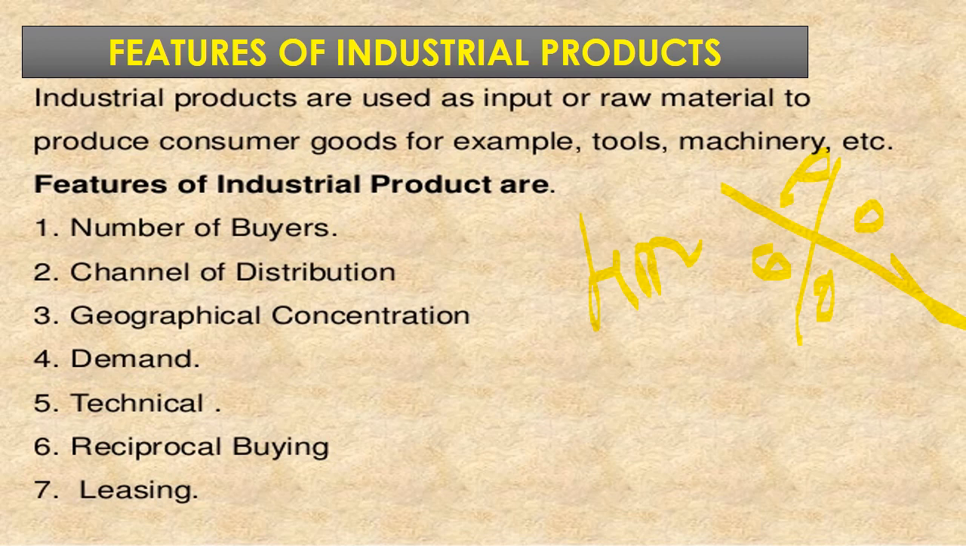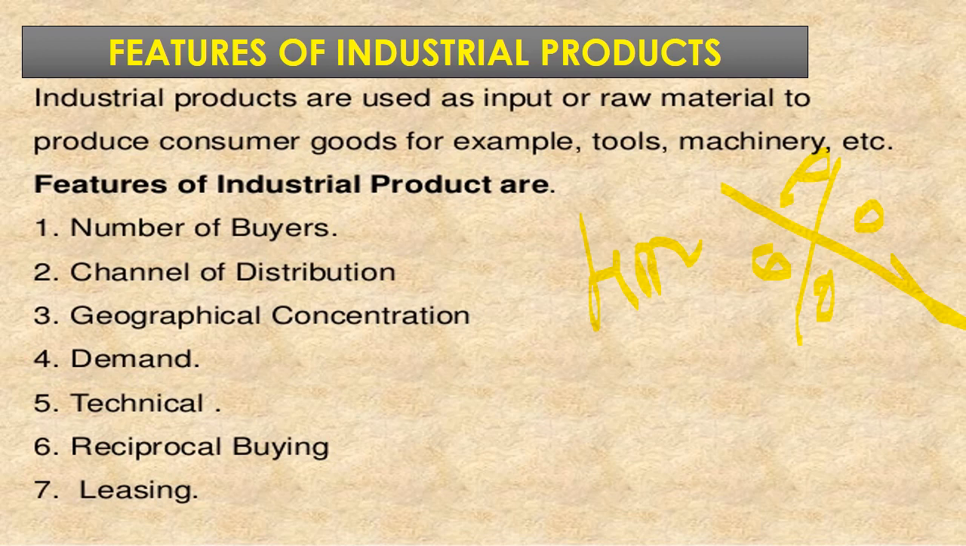Now, what is the meaning of number of buyers? When you compare industrial products and consumer products, by now I'm sure you know the meaning of consumer products. Consumer products are those products which can be consumed by the consumers. For example, toothpaste. Toothpaste you're using to brush your teeth. It's a consumable product. Like chocolates. You are consuming it, eating it, relishing it. It's a consumable product. Ghee.